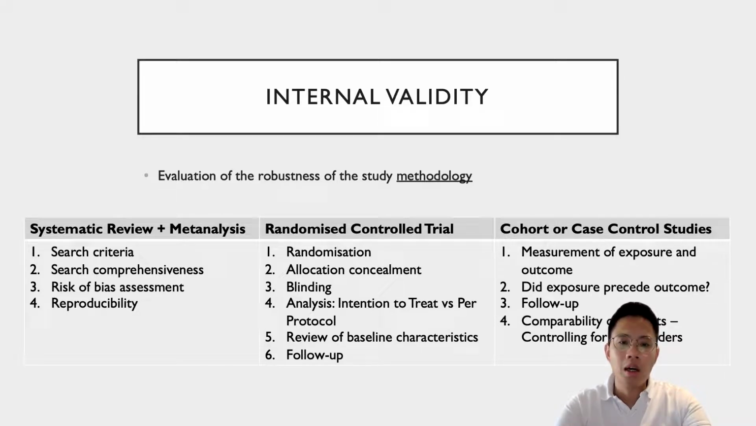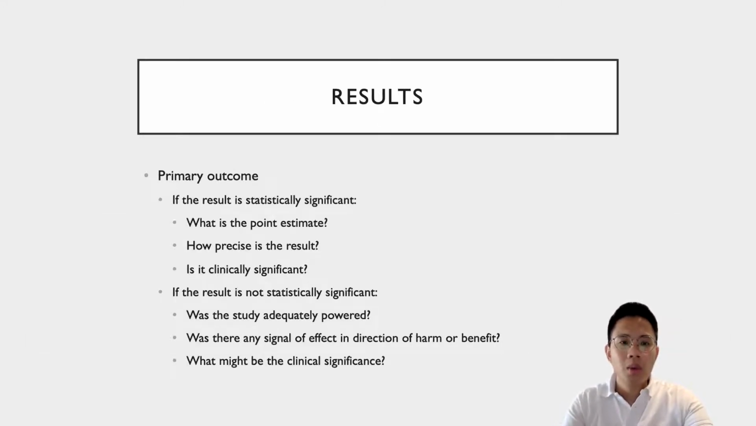At the end of the day, when we look at cohort studies and case control studies, and when we compare a treatment and a control group, we have to assess whether or not confounding is adequately controlled for, and whether or not we can compare adequately across the two respective groups. So we then next look at results.